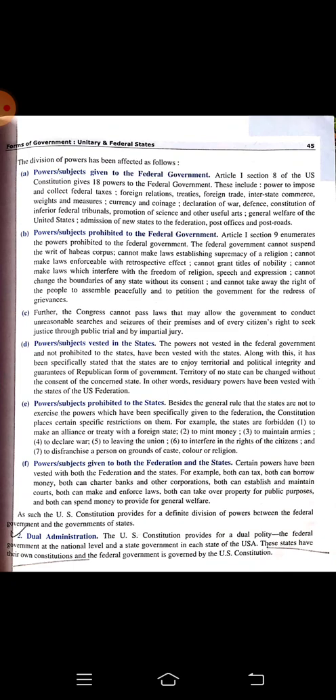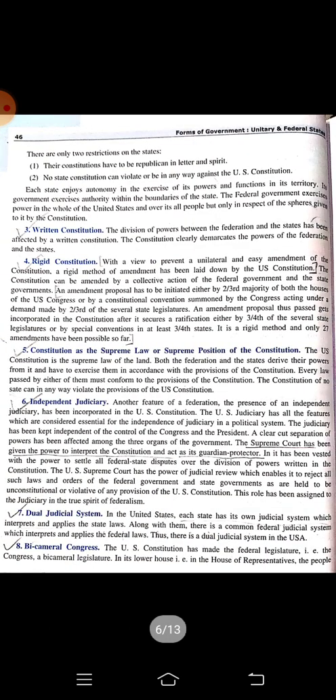Dual administration itself means that they are going to have two governments, one in the center and the other in the state, and they can have more than two also. They have a written constitution, as I told you, it's a rigid constitution. They have, you can say, an independent judiciary.